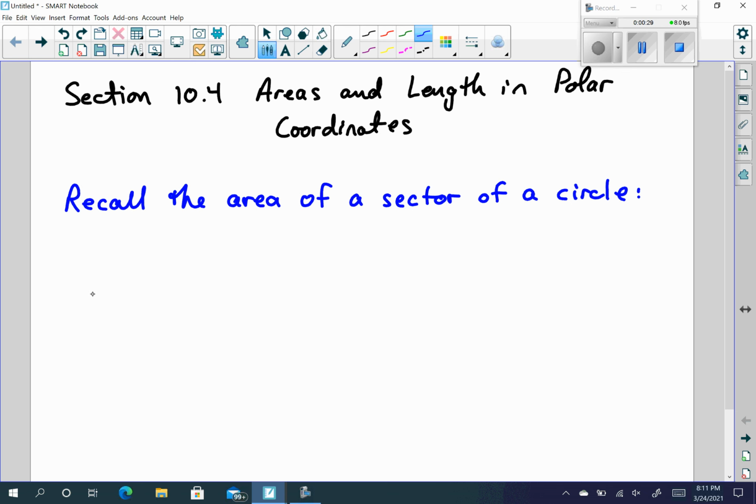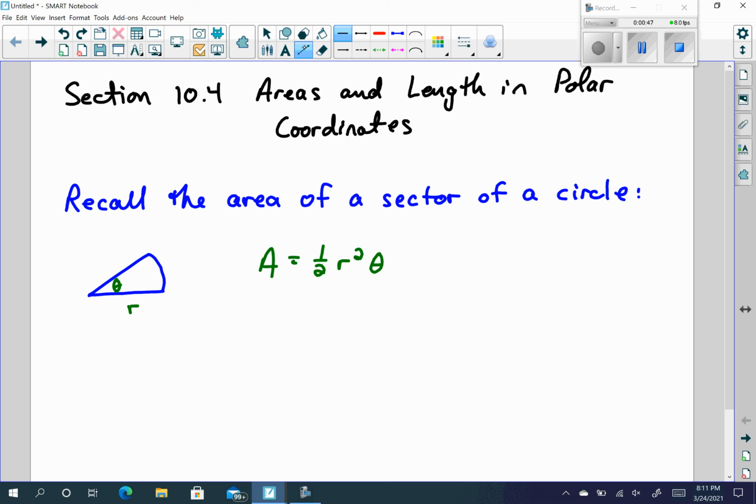So let's draw a little image of a sector. Kind of just looks like a pie wedge, where theta is the angle measurement here, and then the length of a side is just going to be r. So the formula for the area of a sector of a circle is A is equal to 1/2 r squared times theta. Now let's imagine a larger wedge. This is how we're going to connect it to polar coordinates.